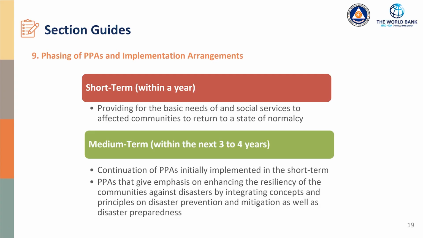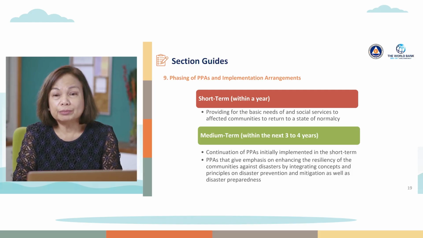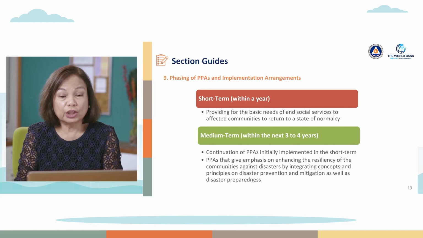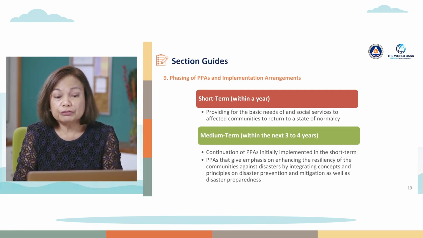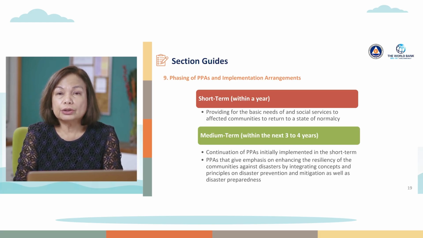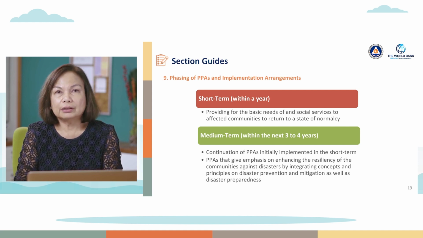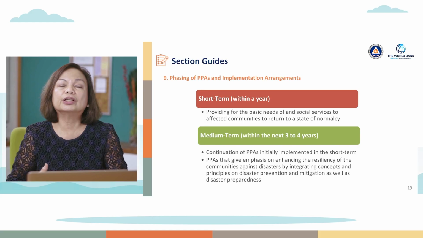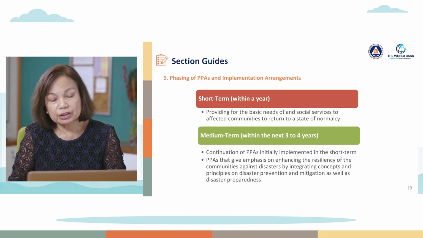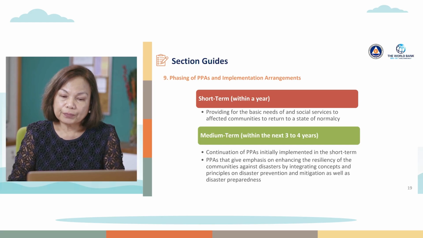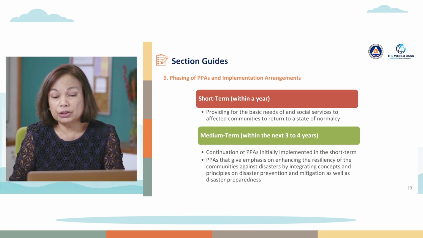So, the Rehabilitation and Recovery Program will have different programs, projects, and activities, as well as their implementation arrangements. This is what we call PPAs for short. Usually, you have the short term. These are usually implemented within 1 year. And these involve the provision of basic services, the basic needs to the affected communities to return to a state of normalcy. Parang where they were before the disaster, you'll just try to bring them back where they are. So wala pang changes because of climate change or considering more disaster risk arrangements.